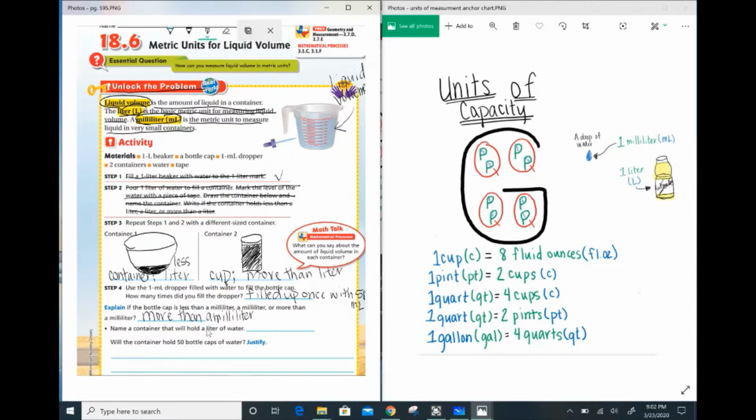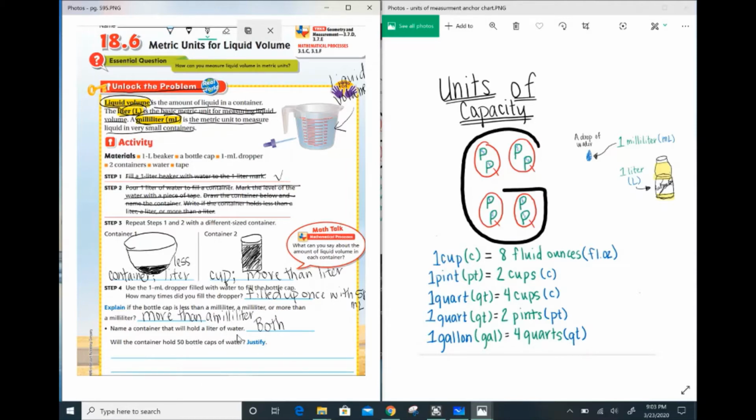And name the container that will hold a liter of water. So based on what we just did, I think the container and the cup can both hold a liter of water. So I'm going to go ahead and write both there. And will the container hold 50 bottle caps of water?